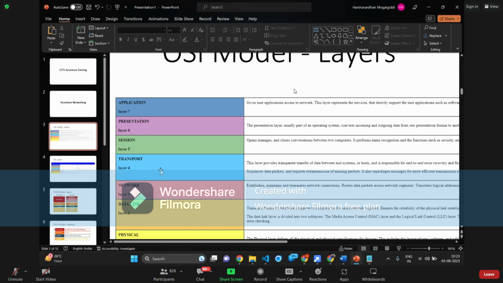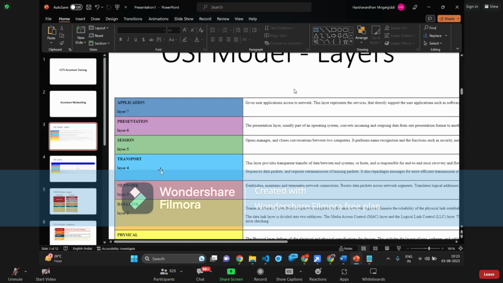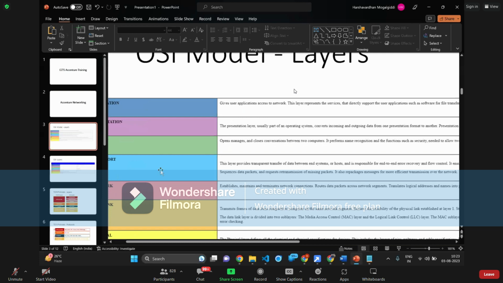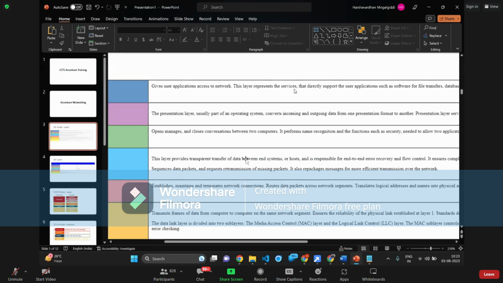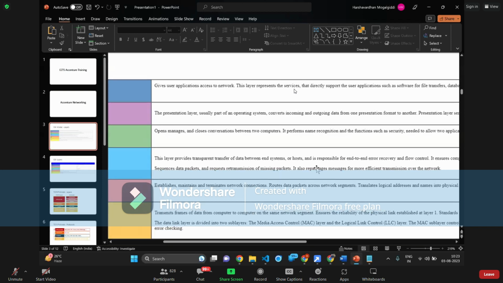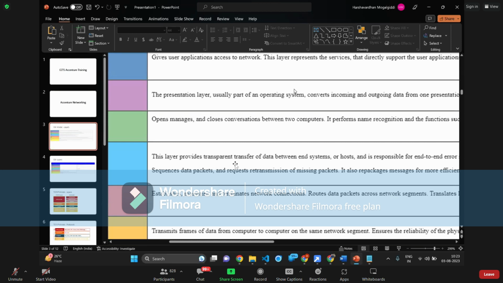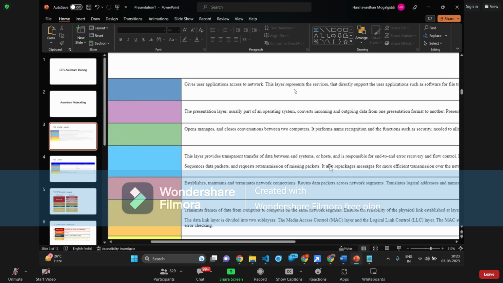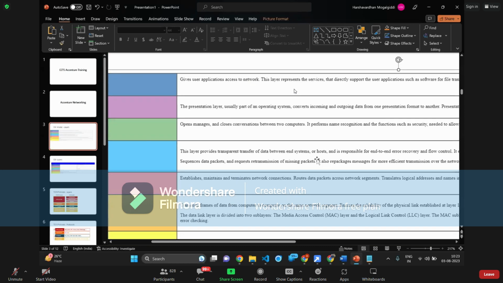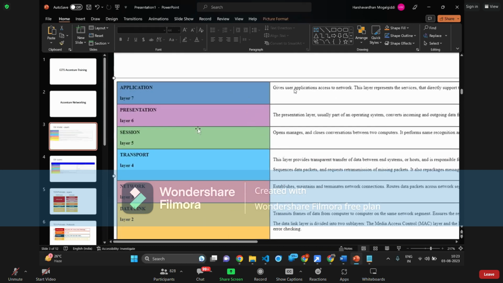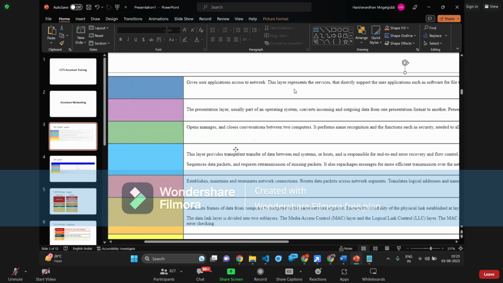Next, transport layer provides transparent transfer of data between end systems or hosts and is responsible for end-to-end recovery and flow control. Coming back, let us reread again. This layer provides transparent transfer of data between end systems or hosts and is responsible for the end-to-end error recovery and flow control. What does the name suggest? The name is transport. He is your delivery guy in plain and simple terms.